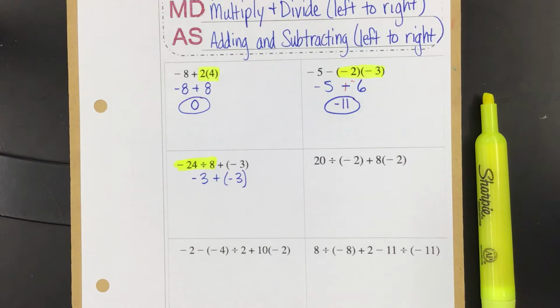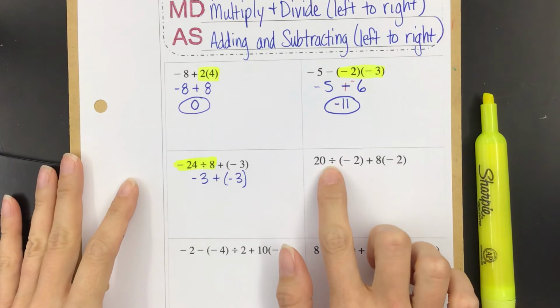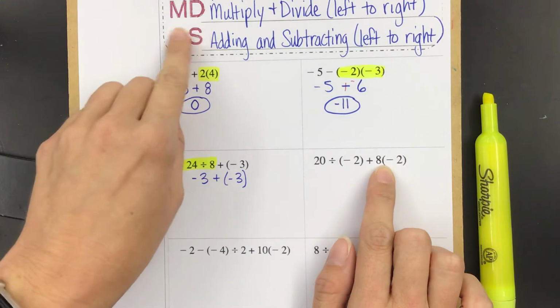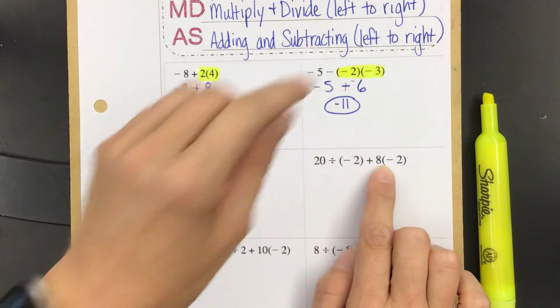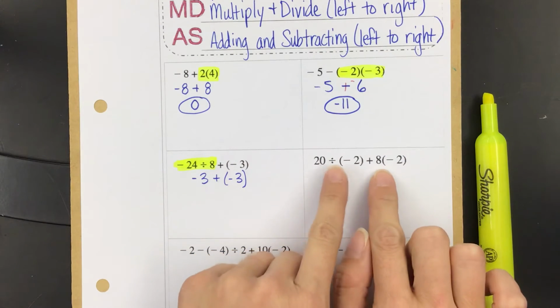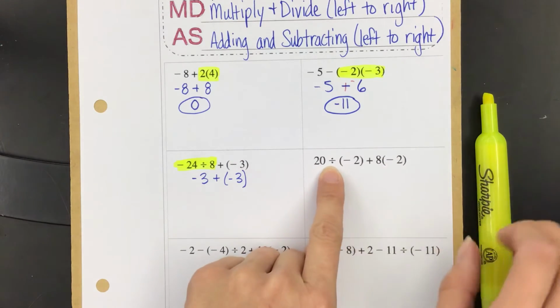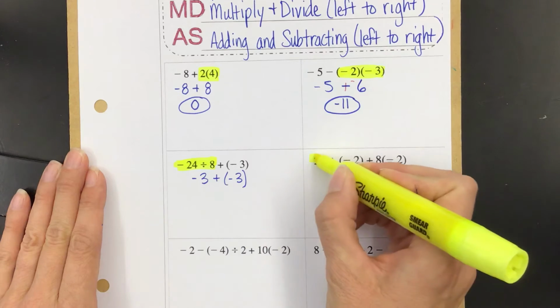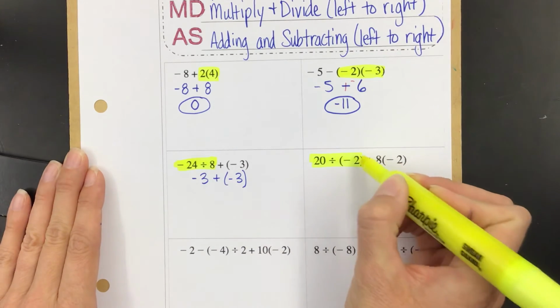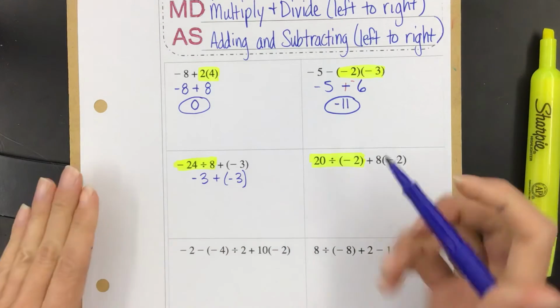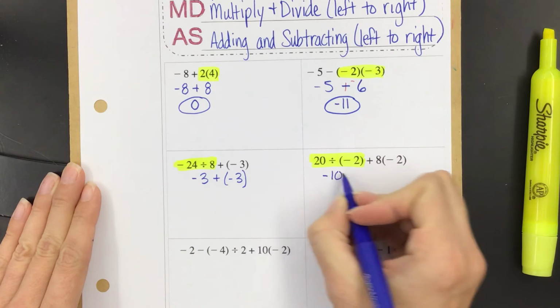All right, let's take a look at what happens when we have more operations going on here. The key is just figuring out what's happening in the problem, right? We have division, addition, and multiplication. Well, we want to do multiplication and division from left to right. Since we have division and multiplication here and here, we always do the one on the left first. So I am going to do this operation first. So 20 divided by -2 is -10.